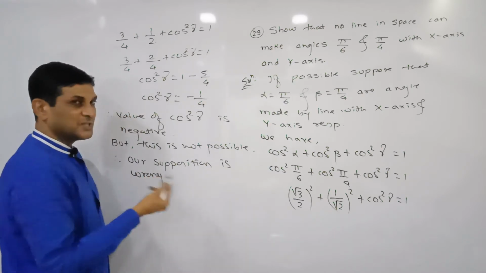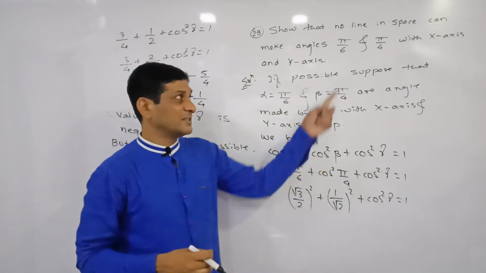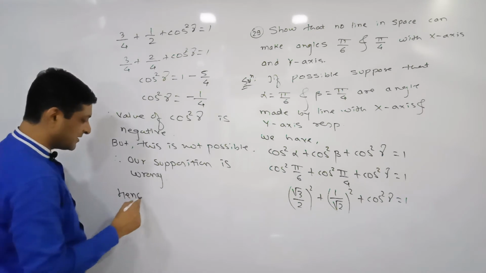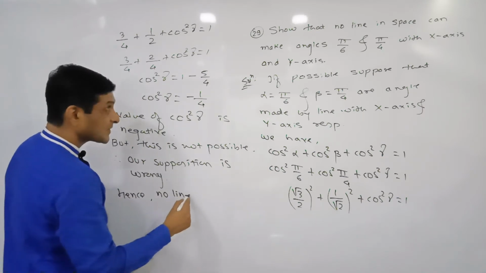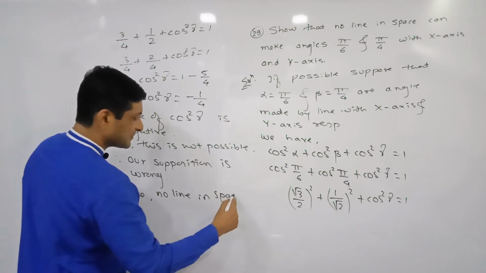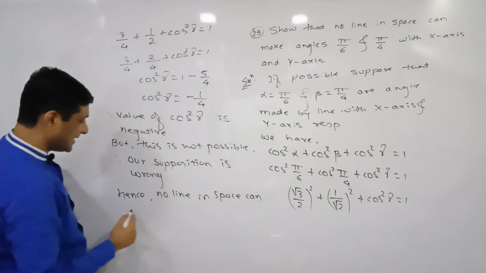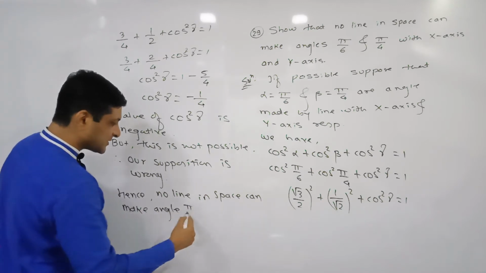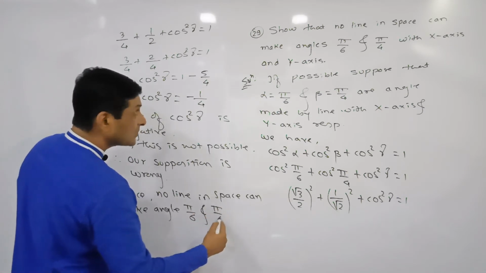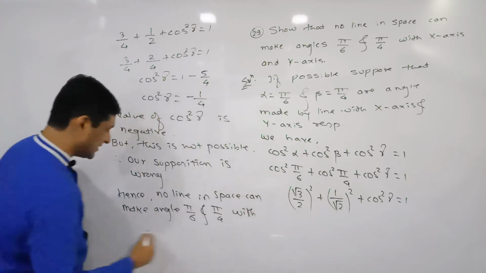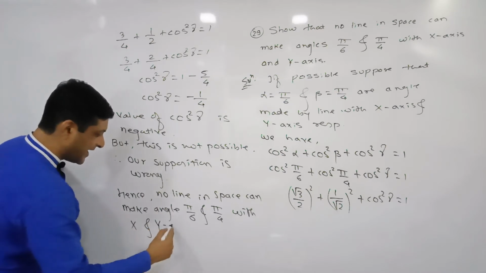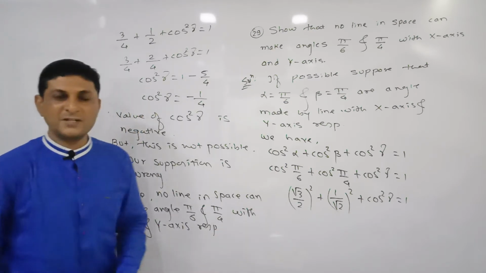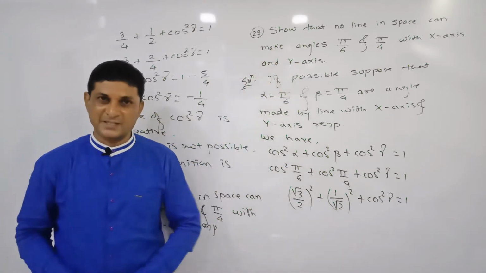And if our supposition is wrong, what is our conclusion? No line in space makes such an angle with the x-axis and y-axis. Hence we can conclude that no line in space can make angles pi by 6 and pi by 4 with the x and y axis respectively. In this way we have shown that no line in space can make such an angle with the x-axis and y-axis.